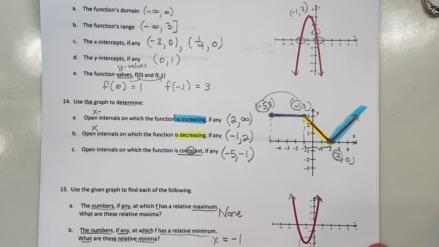Sometimes you're asked to give the ordered pair at which you have your relative mins and maximum, which would be -1, -3. Just watch out for the language of how you're being asked to locate the mins and maxes.